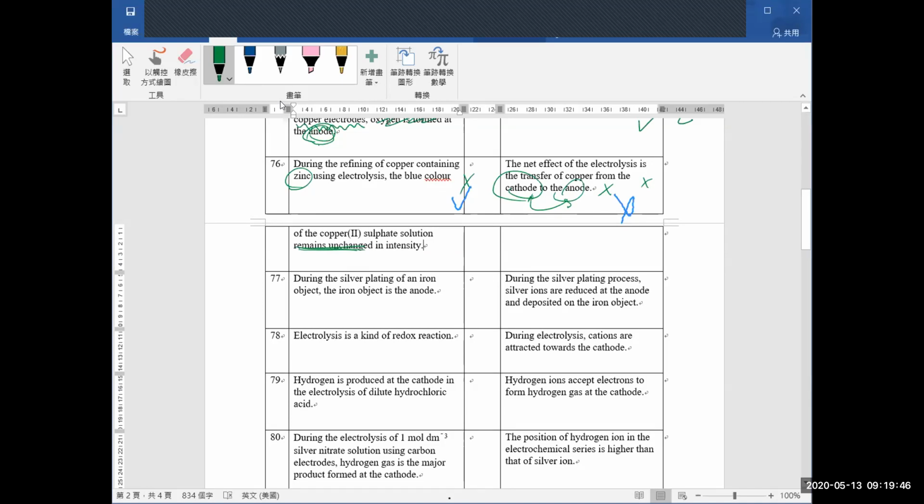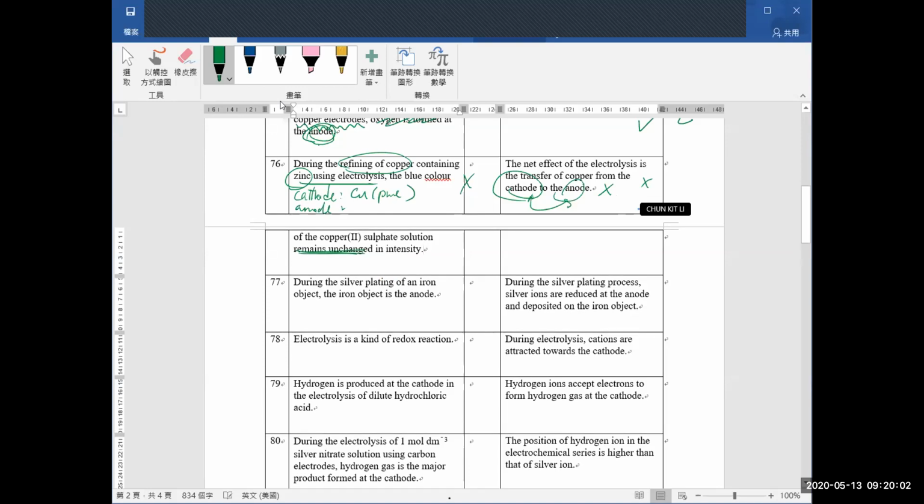Because of what? Zinc. During the refinery of copper containing zinc using electrolysis, you need to consider the two electrodes. Cathode, it is pure copper. How about anode? It is impure copper, mixed with zinc. Once I put it as anode, what will happen? If the electrolyte is copper(II) sulfate, the copper will dissolve. How about the zinc impurities? They will also dissolve. So both types of dissolution involve losing of electrons.